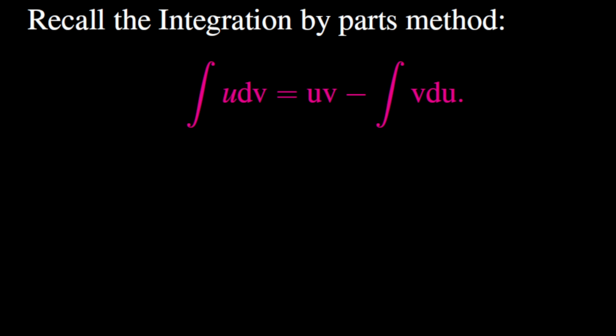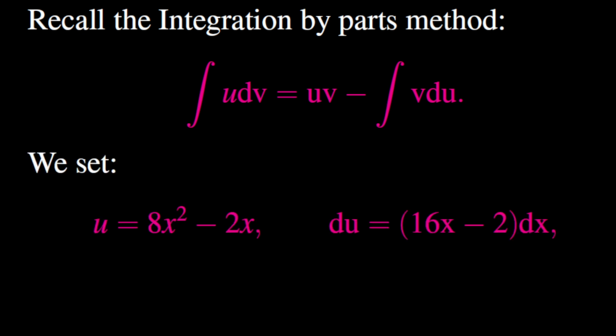Let us briefly review the method of integration by parts. We know that the integral of u dv is equal to u times v, minus the integral of v du. Then, we set u equal to 8x squared minus 2x, so du equals 16x minus 2 dx.